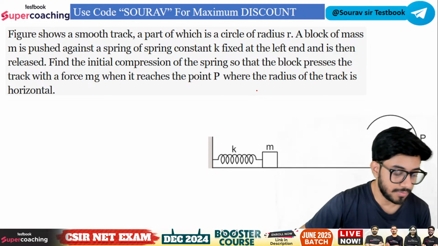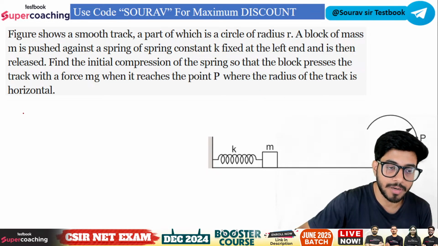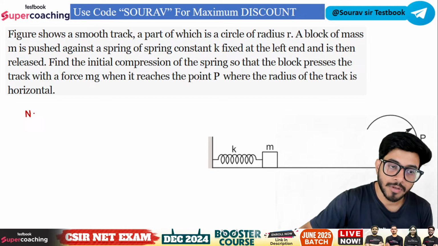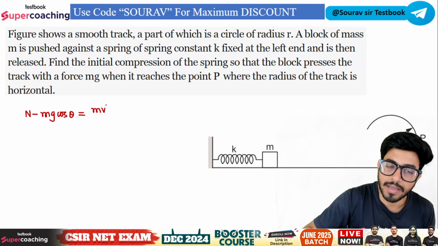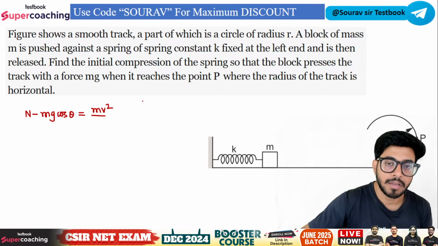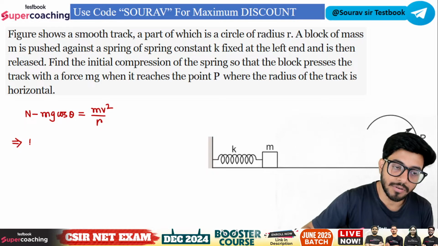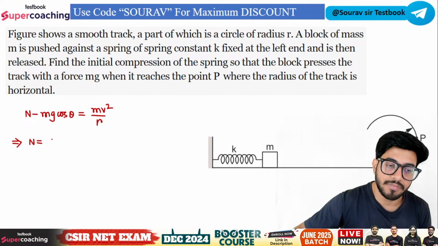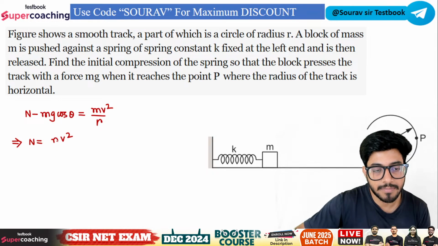So we can write it down. We know that the normal reaction minus mg cos theta should be equal to mv square by r, which is directed inside. Therefore, the normal reaction is equal to mv square by r plus mg cos theta.